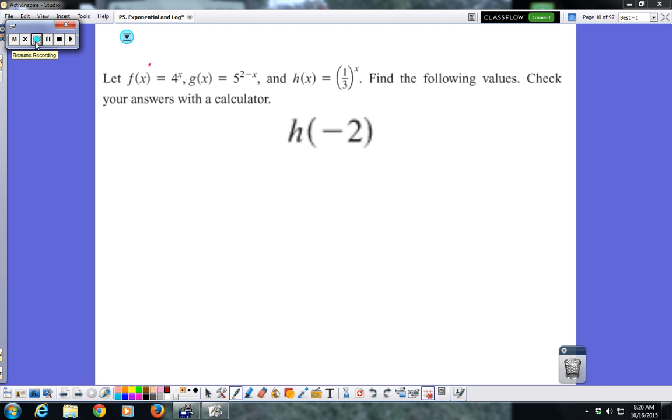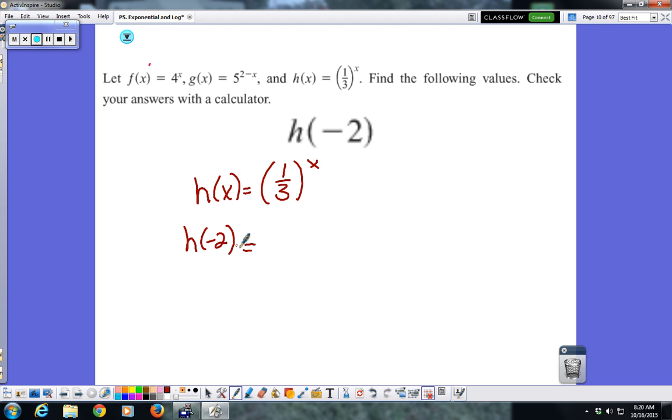Okay, next problem. H of x is 1/3 to the x power. Again, exponential function because the variable's in the exponent. We're asked to find h of negative 2, which would be simply 1/3 to the negative 2 power.